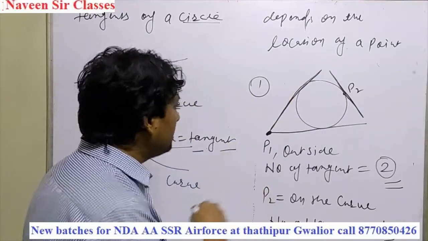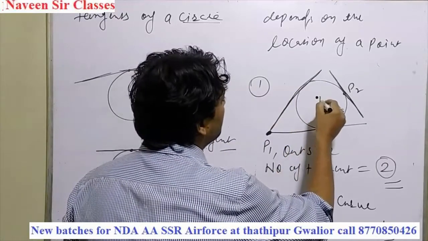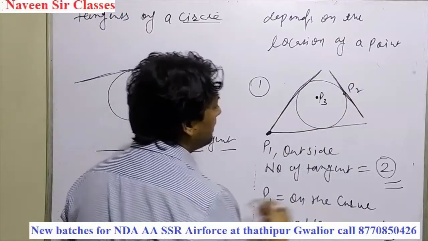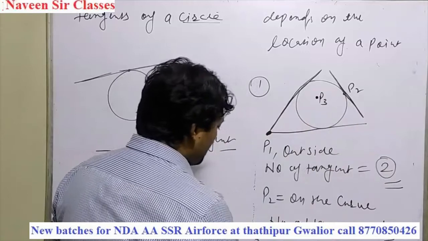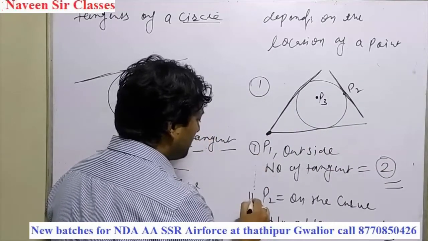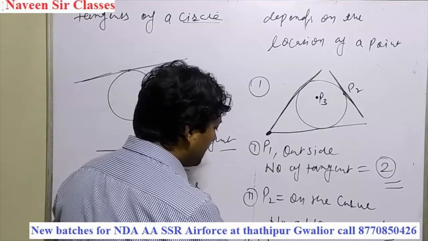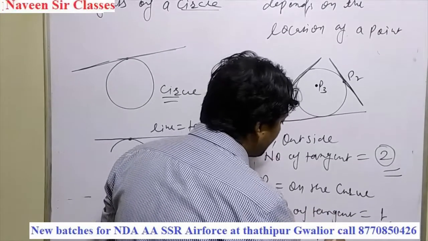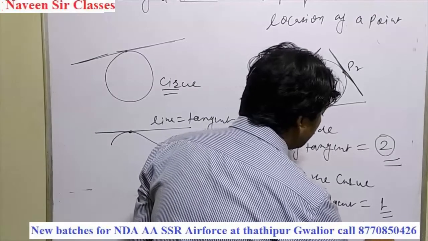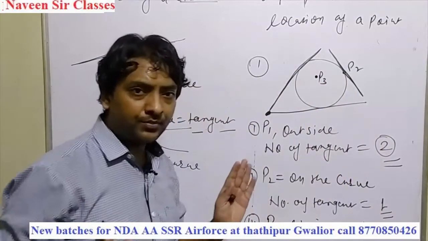Third one: if the point P3 lies inside the circle, inside the curve or any circle, then clearly no tangent. So condition number 1, condition number 2, and condition number 3: if point P3 lies inside the circle, then clearly no tangent. Clear?